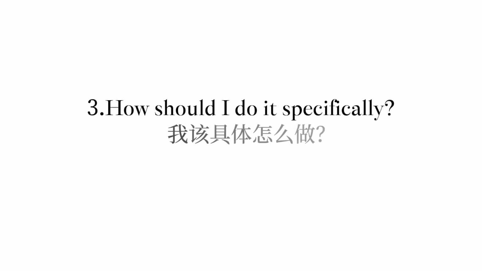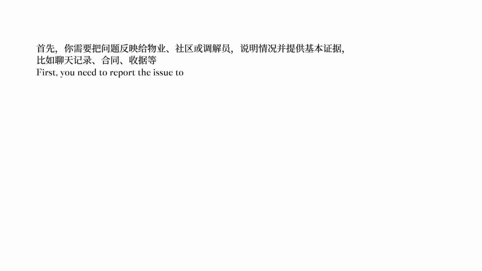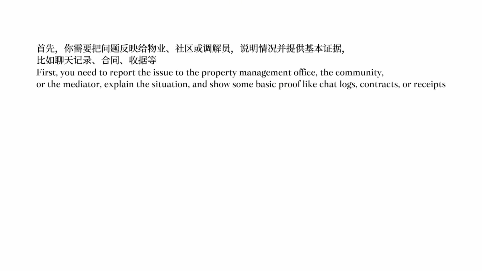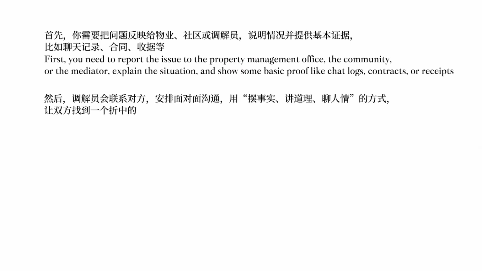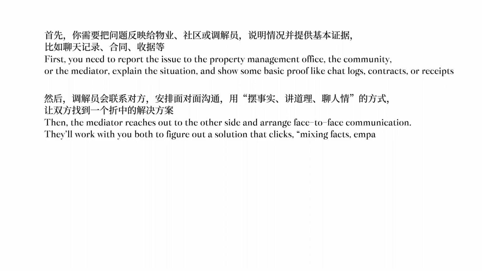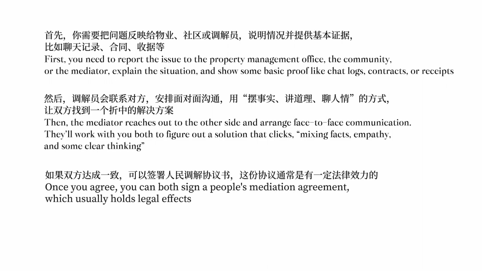How does community mediation go down? The community mediation process is pretty simple. First, you need to report the issue to the Property Management Office, the community, or the mediator. Then, the mediator reaches out to the other side to arrange face-to-face communication. Once you agree, you can both sign a People's Mediation Agreement.